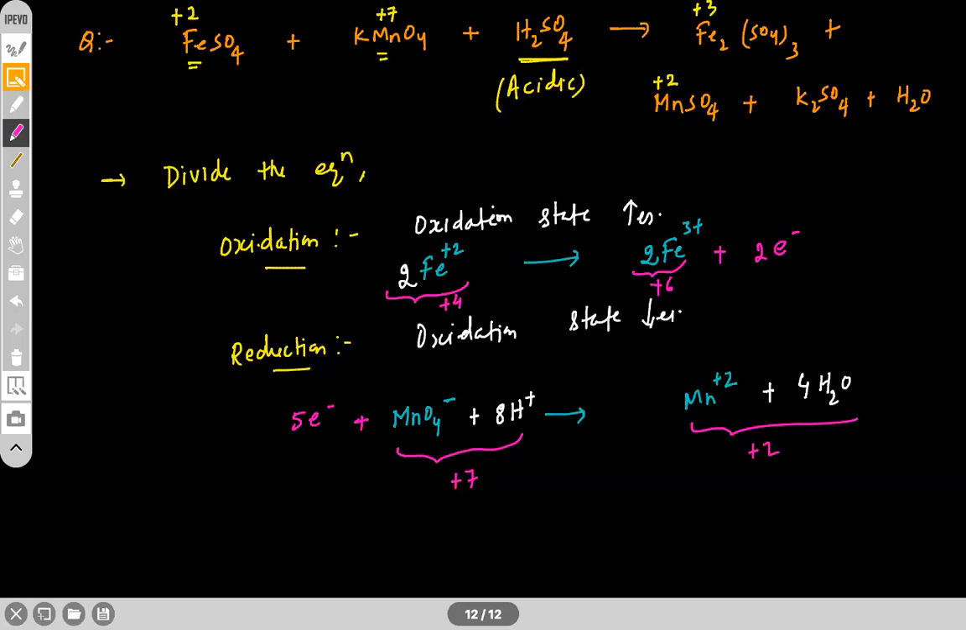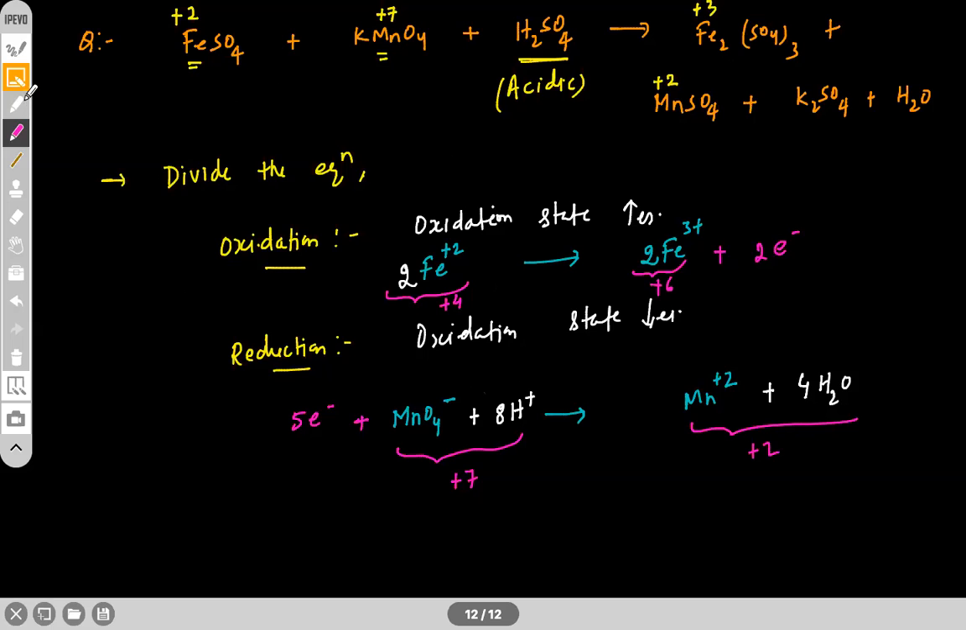Multiply both equations by a suitable integer so that the free electrons get cancelled when we add both. Actually, the last step, when you balance everything, is that we have to get the equation in this form because we have divided this equation into 2 halves. Now to get the final equation, we have to add the 2 also. But there is no free electron in the final equation. So we'll add these 2 halves in such a way that these free electrons get cancelled.